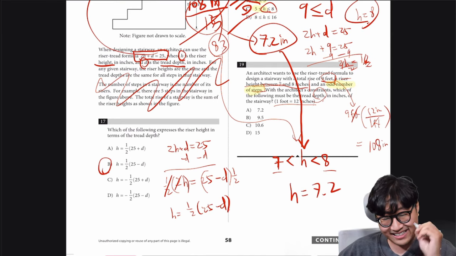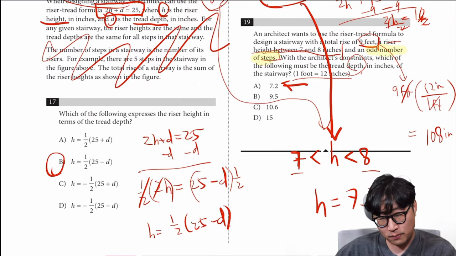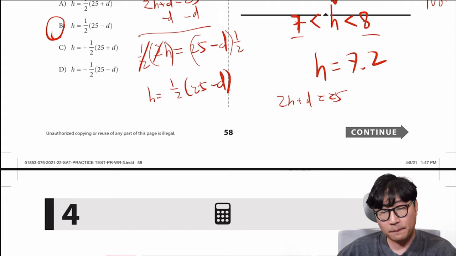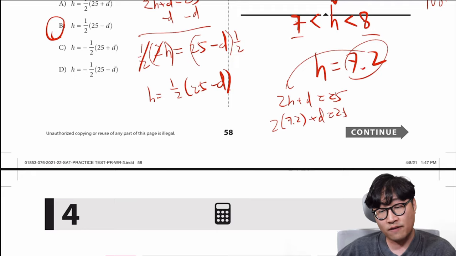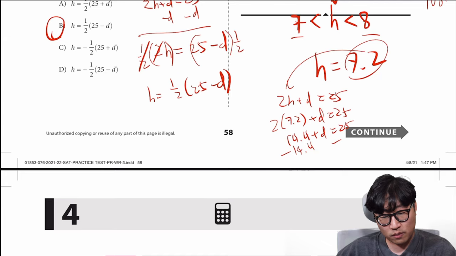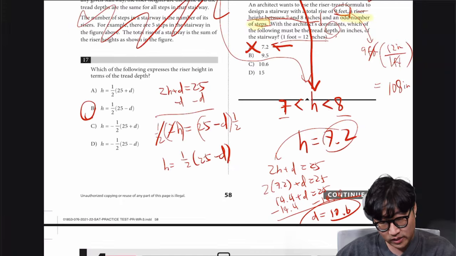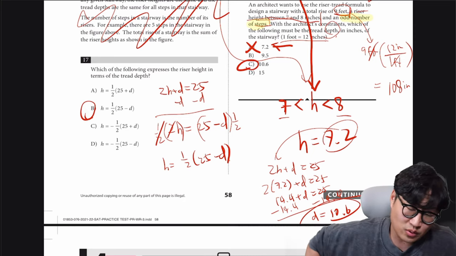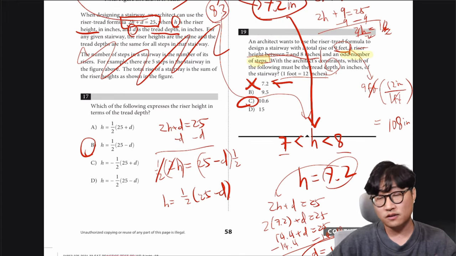But what they want is depth, not the height. So these College Board people have the 7.2 there on purpose. Don't circle that. You go to that 2H plus D is equal to 25. Put it back in right there. So 2 times 7.2 plus D is equal to 25. 14.4 plus D is equal to 25. Subtract 14.4 on both sides. And there you have it. D is equal to 10.6. Answer choice C is the correct one. So don't mess up on that just because you got 7.2. Don't get too excited and just circle that. Don't do that. Read carefully what the question is asking for.